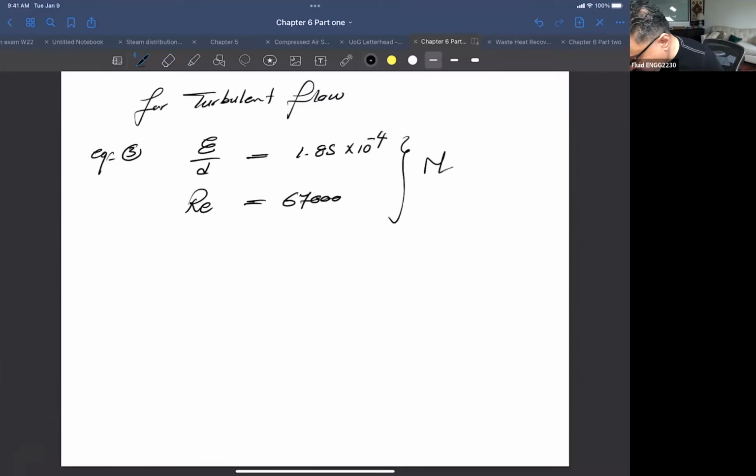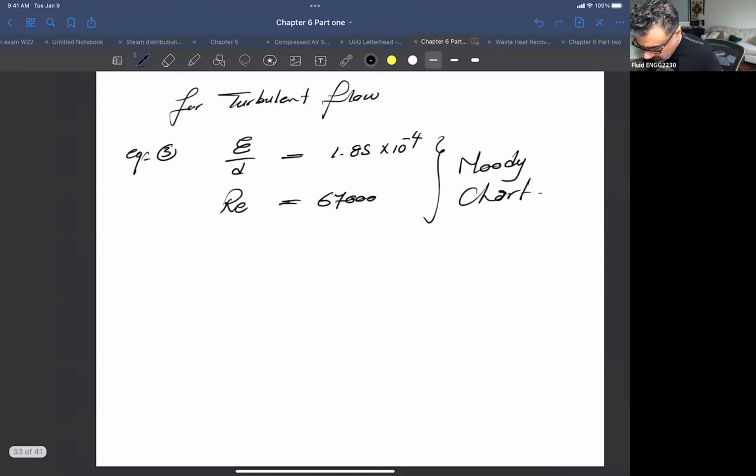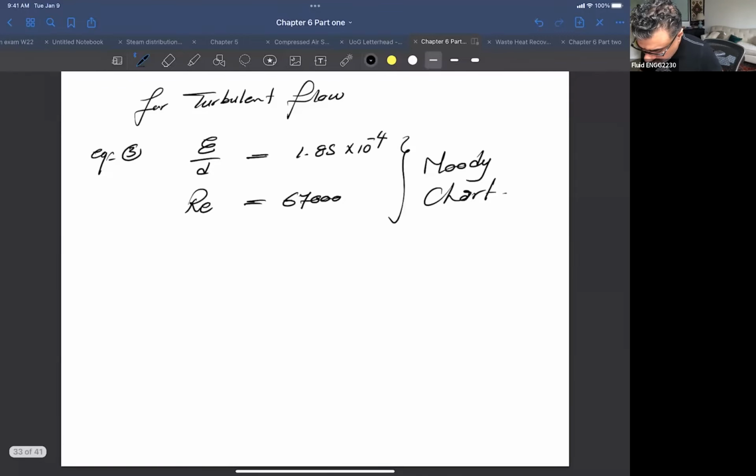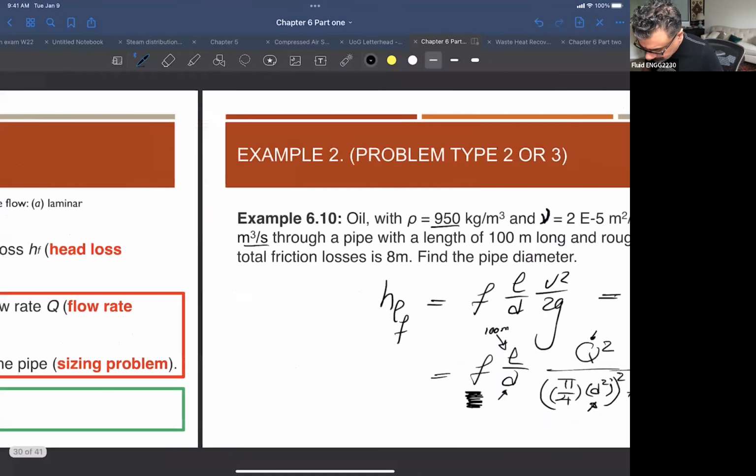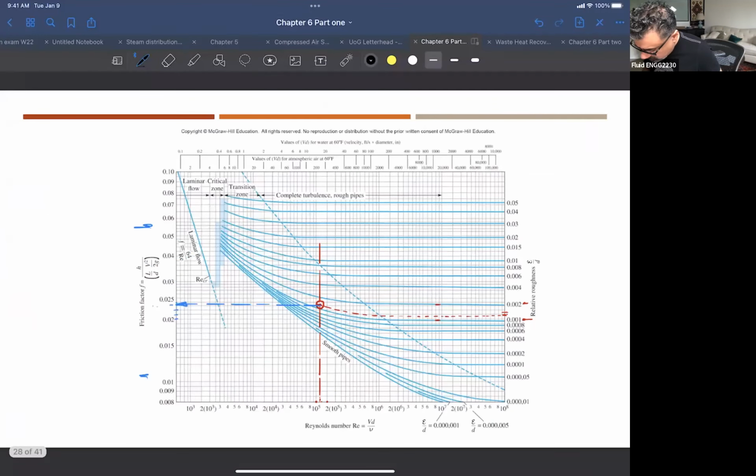In this case, you go to the Moody chart, and in the Moody chart what you're going to do is go here. So this is 0.0001, and this is 1, 2, 3, 4. So it's 6.7 times 10 to the power 4, right? So you go to the Moody chart, if you remember, 6.7 times 10 to the power 4.